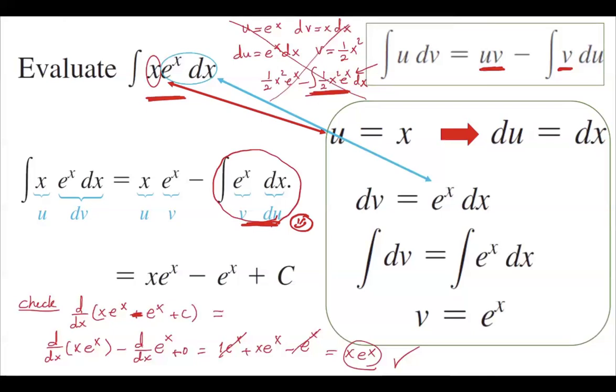U is equal to x and dv is e to the x dx. That gives us a nicer method to calculate this integral using integration by parts.